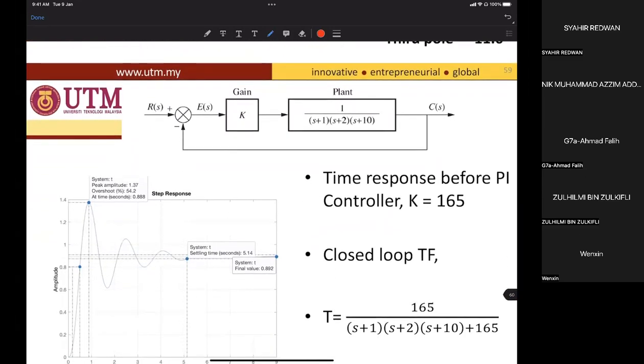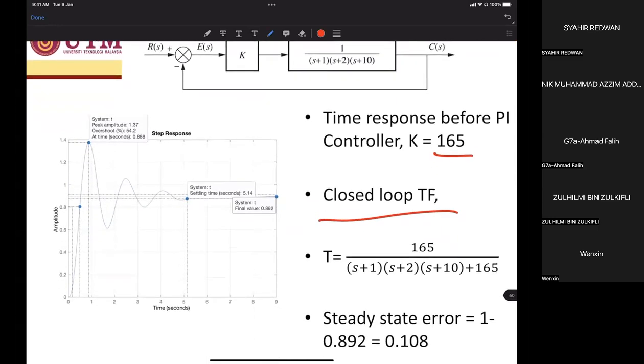So we simulate the time response, the closed loop time response. At here 165, closed loop transfer functions. You can see that the final value is 0.892. So the steady state error is 1 minus 0.892, 0.108. So steady state error exists. This is not good.